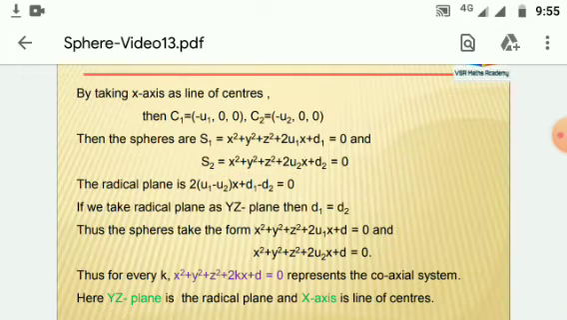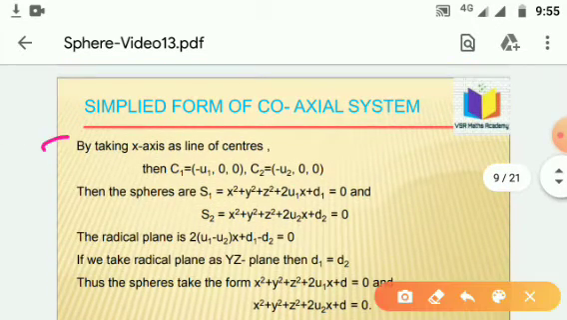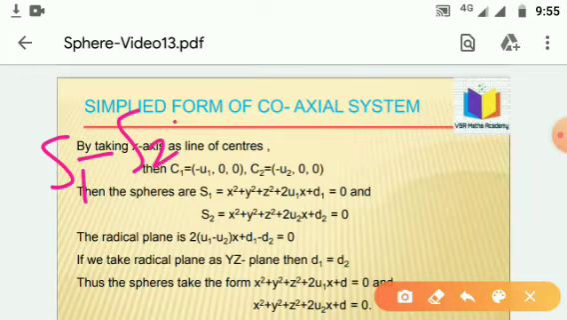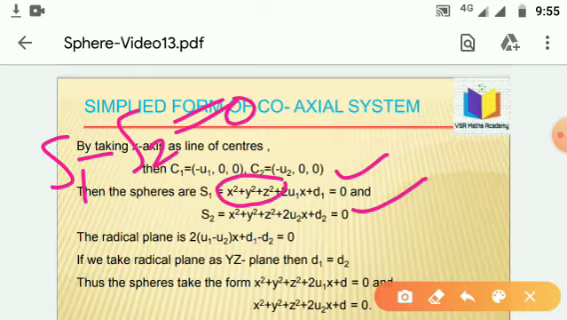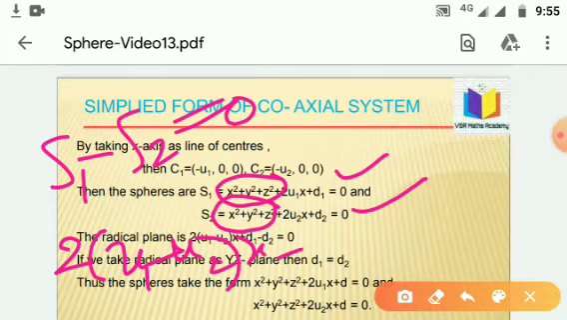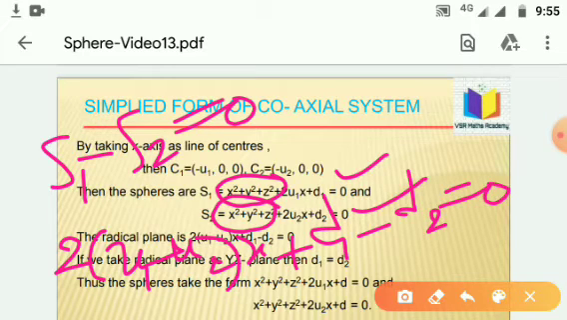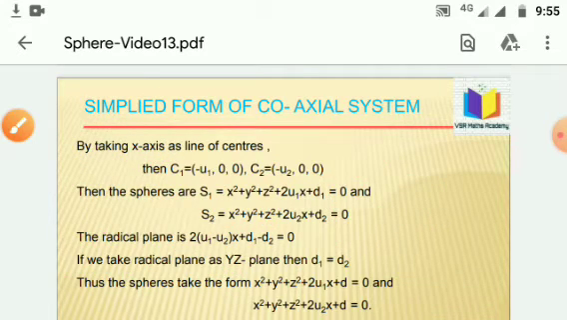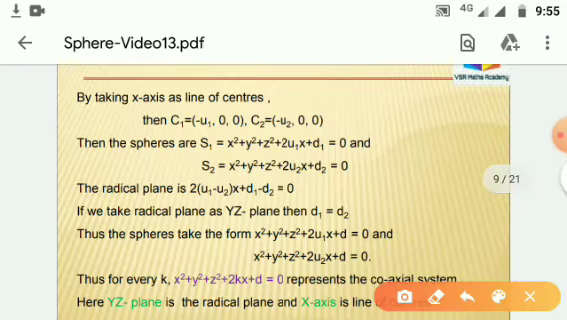Therefore, the radical plane is obtained by taking S1 minus S2 is equal to 0. So by taking S1 minus S2 is equal to 0, the terms will cancel and you are left with 2 into (u1 minus u2) x plus d1 minus d2 is equal to 0. Therefore, this is the equation of the radical plane of this coaxial system.